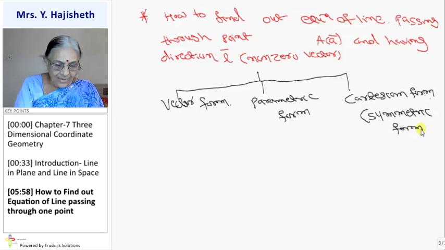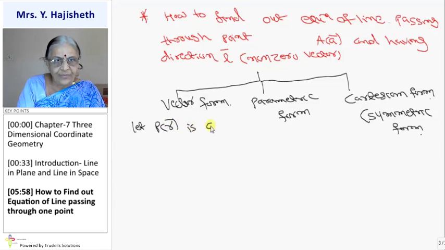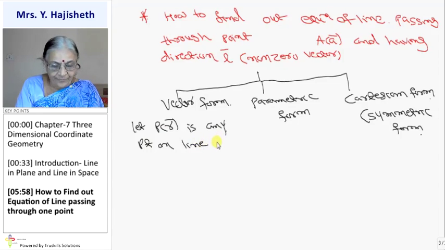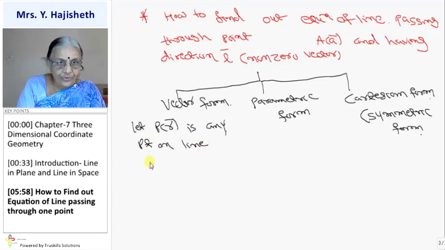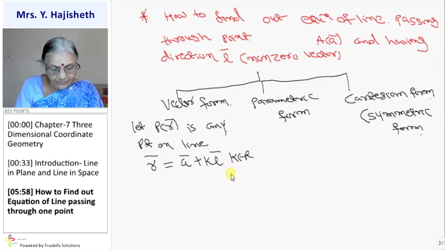Now suppose my line is passing through point A and having direction l. Let P be any point on the line whose position vector is r, any point on the line other than A, okay? And A is the given point. So what is the equation of the line? The equation of the line is vector r equals vector a plus k times vector l, where k belongs to R. This is called the vector form of the equation of a line.